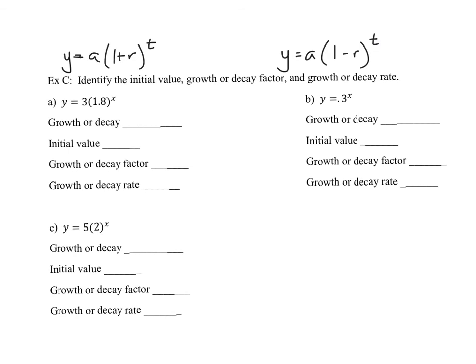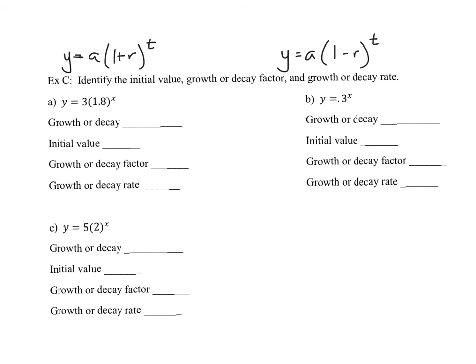Okay, so looking at A, you've got y equals 3 times 1.8 to the x. It wants you to find the initial value, the growth or decay factor, and then the growth or decay rate. And you may be looking at that and thinking, that doesn't look like the equations you just wrote up top. Well, not quite. They've already added or subtracted from 1, okay? So we have to work backwards a little bit to find the rate, and you'll be able to handle it. So the first thing we want is to identify it as growth or decay.